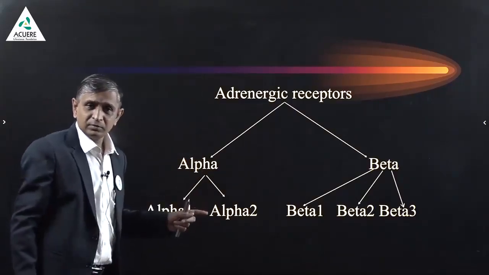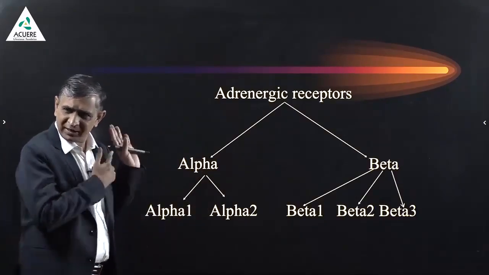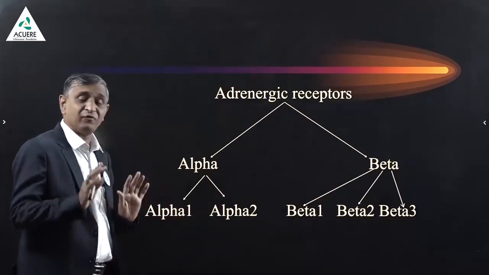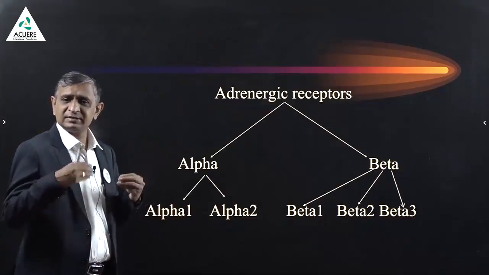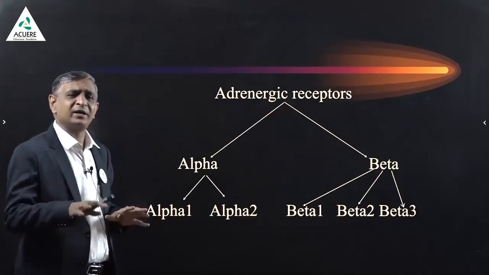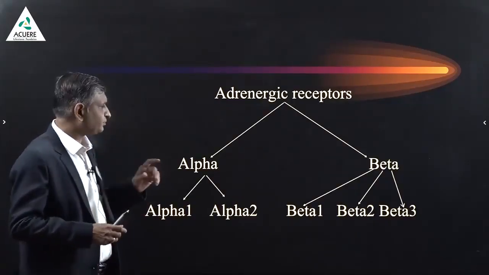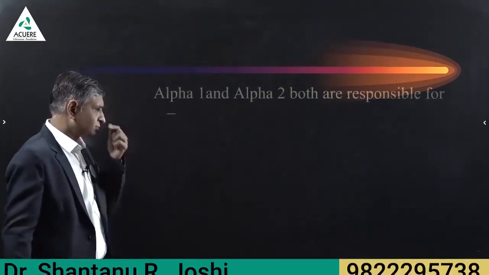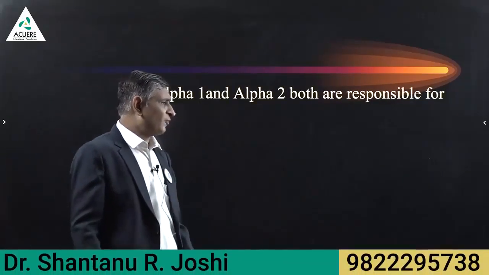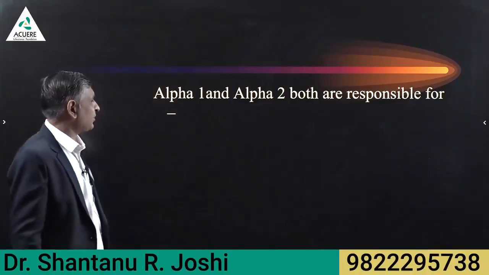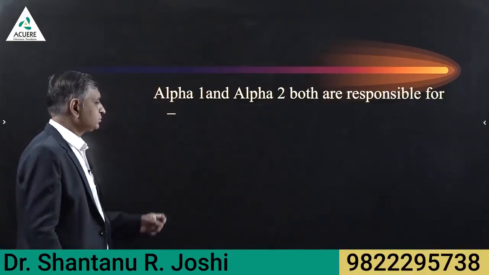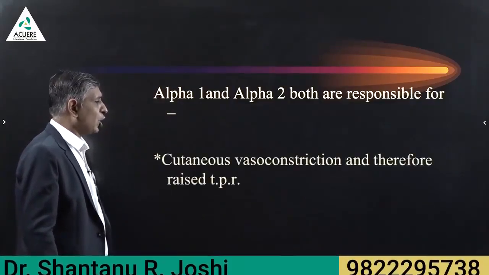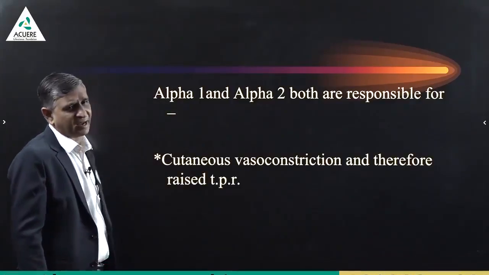You got it now? You just remember now, if you don't understand all these things, you just remember alpha activity is a combined activity. Now alpha 1 and alpha 2 both are responsible for cutaneous vasoconstriction and therefore they raise the TPR.